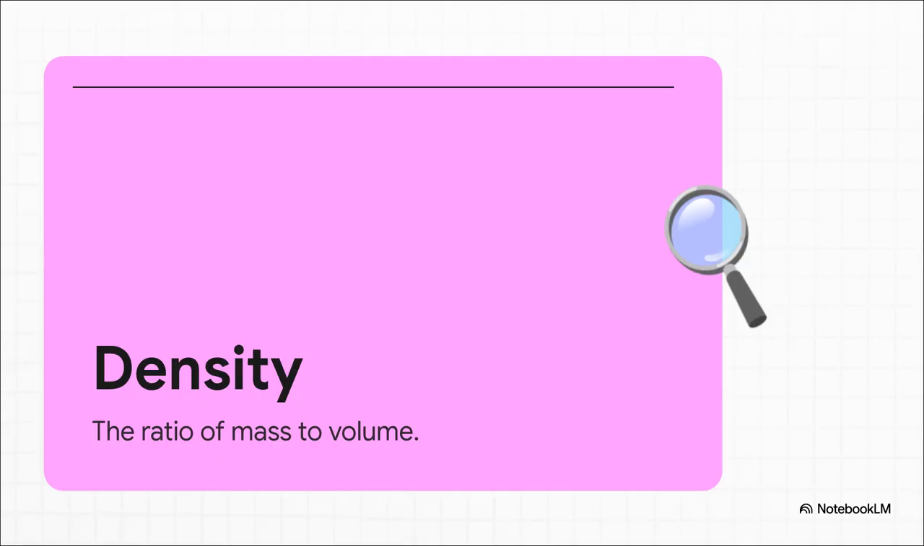Putting mass and volume together gives us our final core concept. The word is density, densidad. Density is mathematically defined as the ratio of mass to volume. To find it, you simply take the mass of an object and divide it right by its volume.